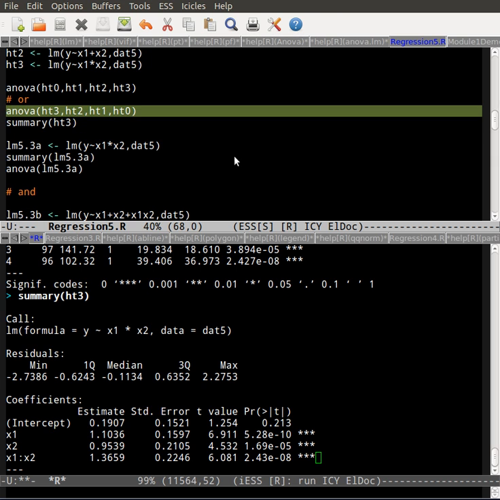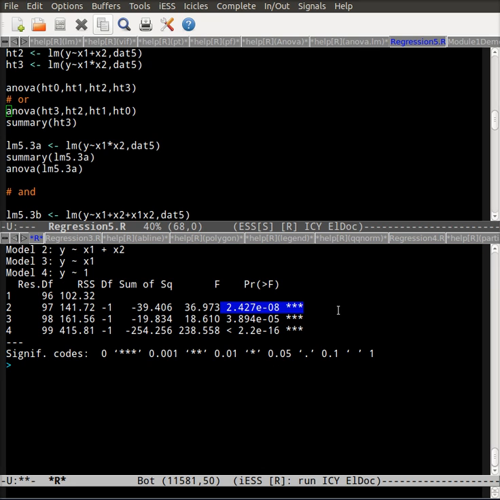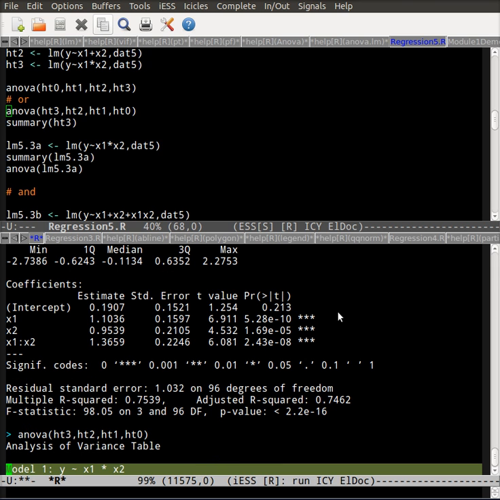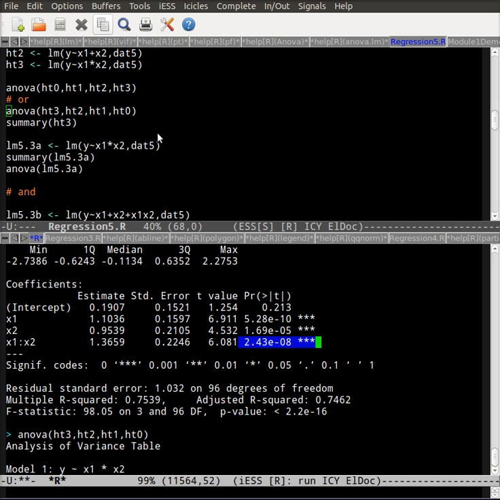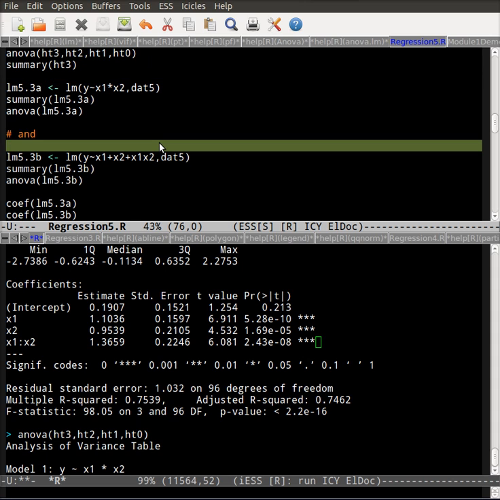By the way, I can test the order of the models in any way, and this one I just flipped around, and you can see I still get a significant effect, 2.43 times 10 to the minus 8th, which is the same as right here, 2.43. These are just p-values that I'm looking at.